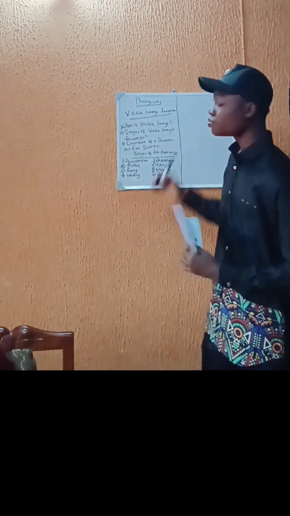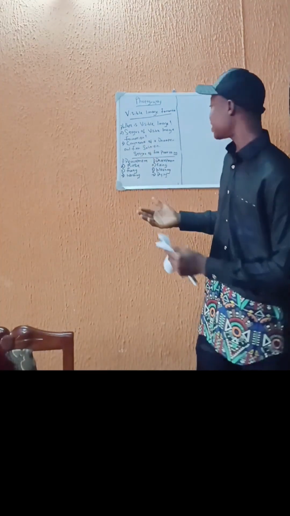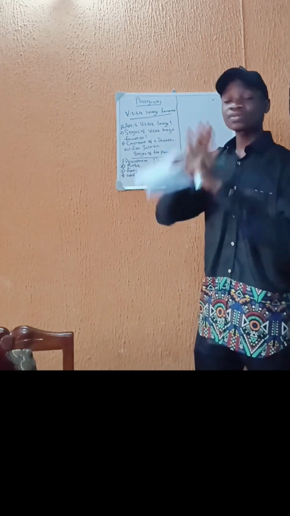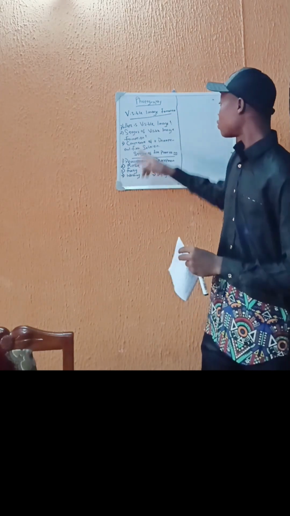Now, what is a visible image? This is the image that is formed after the process of development, that is, the film processing steps. After you have finished processing your film, the image you can now see is what we call the visible image. That's what I'm trying to say.